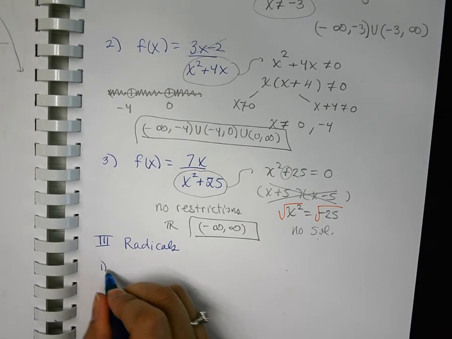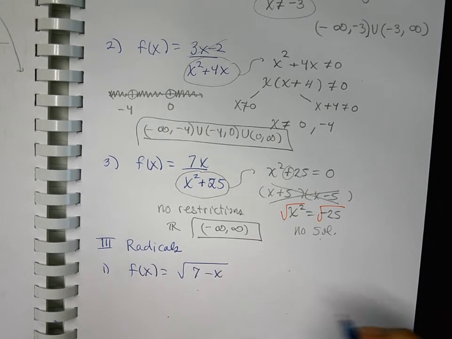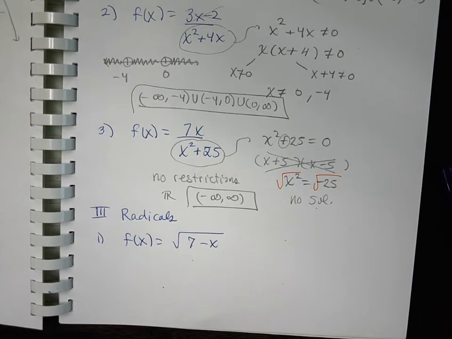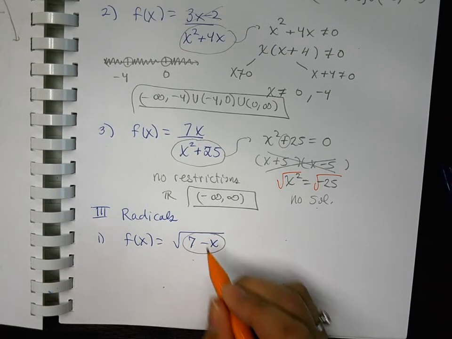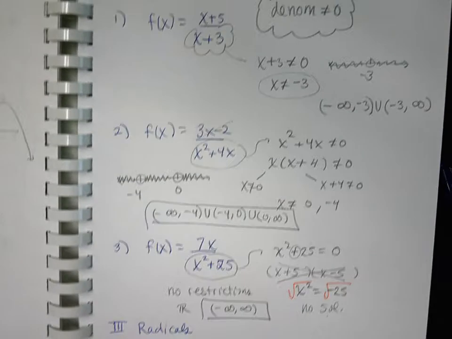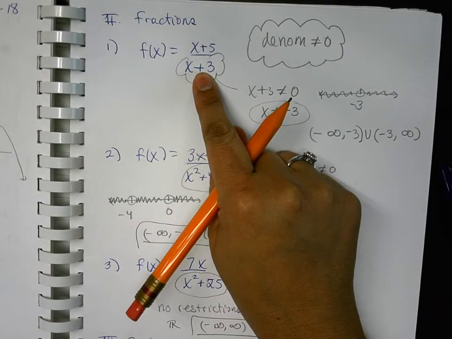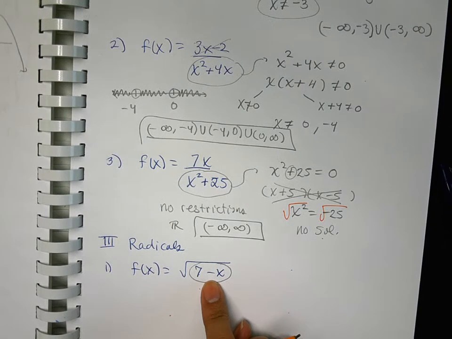Number 1, f of x equals the square root of 7 minus x. Okay, who remembers how to do this from Math 3? Something with the inside. Okay, let me back up. This one, the denominator could not equal 0. Do you agree? Because you can't have a fraction over 0. This one, can the inside equal 0? Yeah, because the square root of 0 is 0. Okay, so there's no restriction with the 0, but there is a restriction.